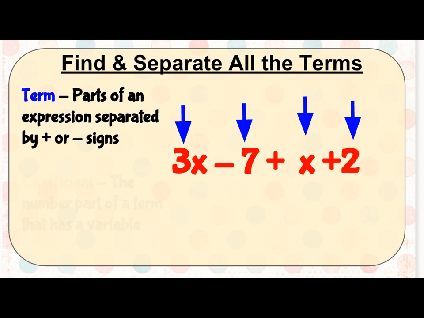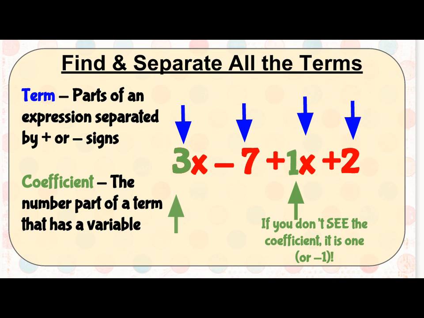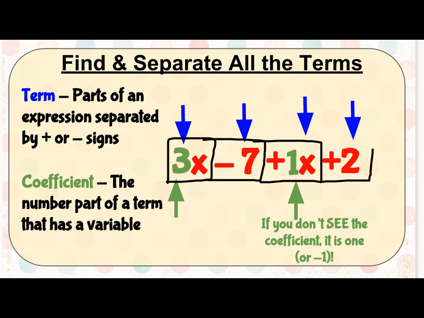Now the coefficient, once we box those out, is just the number part. So anytime you have a term, one of those boxes that has a variable in it, it's got to have a coefficient. And a coefficient is just the number part. So just the 3 and just the 1. Okay, so that would be the coefficient.